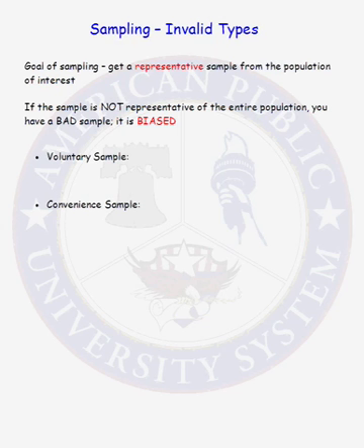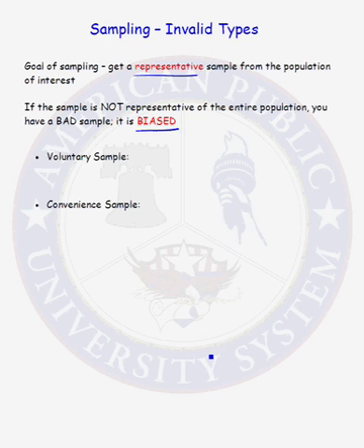In this lesson, we will talk about two invalid sampling techniques. Those two sampling techniques are the voluntary sample and the convenience sample. Remember, the goal of sampling is to get a representative sample from the population of interest. If the sample is not representative of the entire population, you have a bad sample. It is a biased sample.